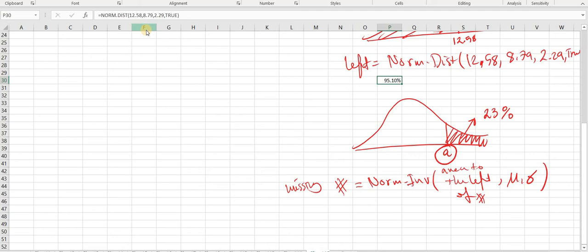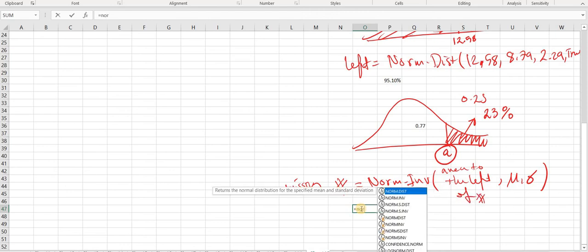We can find it because we know the area under the entire curve is 100%, or it is 1. And if we subtract the area to the right, which is 23% or 0.23, you're going to end up with the area to the left. Let me compute it right here. 1 minus 0.23 is equal to 0.77. So the area to the left of the missing number A is 0.77.